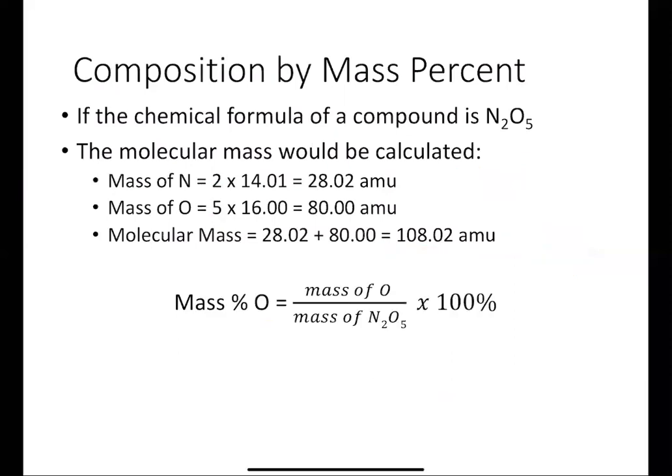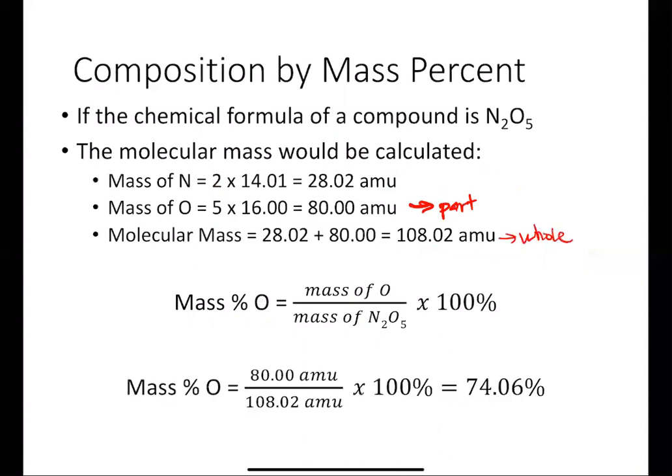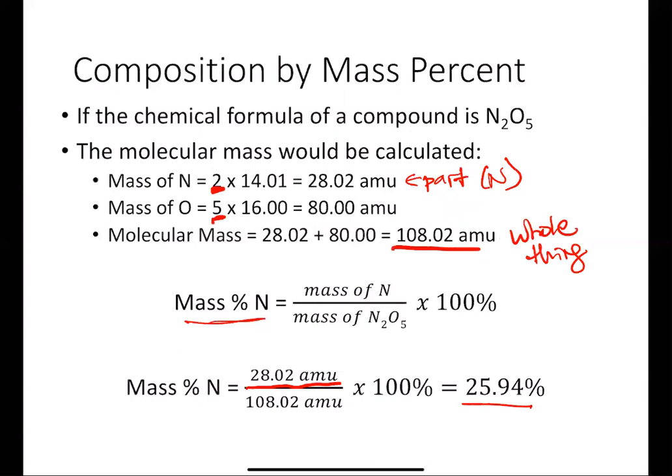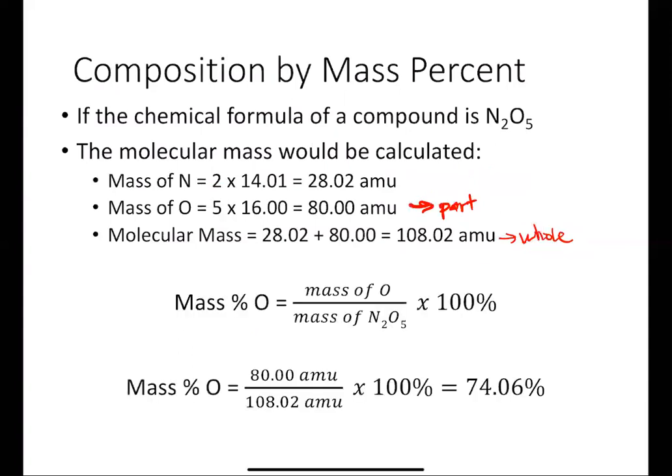Okay, so now let's do the same one with mass percent of oxygen. Now we're going to do the mass of just the oxygen over the mass of the whole thing again. So this time, this one's the part, and this one is still the whole. Okay, so let's put that in, and we get 74.06%. Now, recognize that all your percents, for all the elements in your compound, have to add up to 100%. Otherwise, you did something wrong. So it's a good check. This one was 74%, and the last one was 26 about, and that's 100. So we know that we did it right.